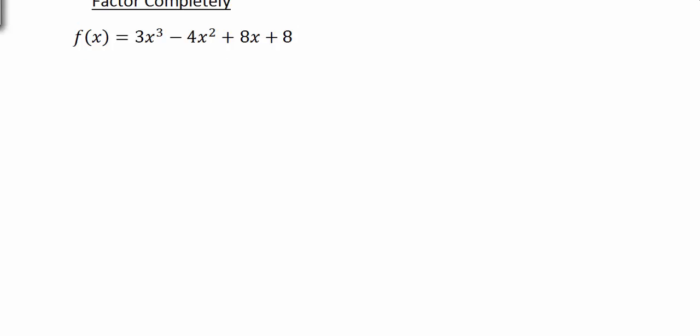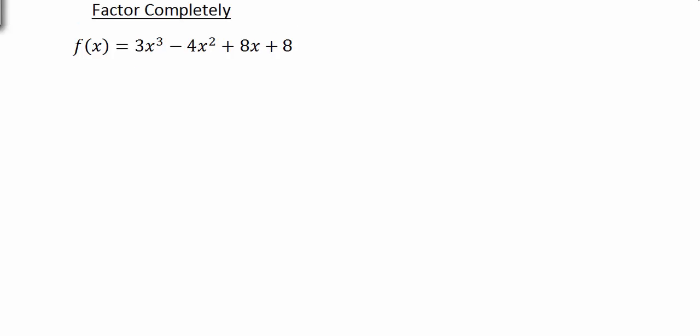All right, one more example. We want to factor this function completely. And once again, we're going to start the same way, simply by looking at the graph. Now, we know that we should have a total, if this is 3x cubed, our largest exponent is a 3, so we should have 3 zeros.